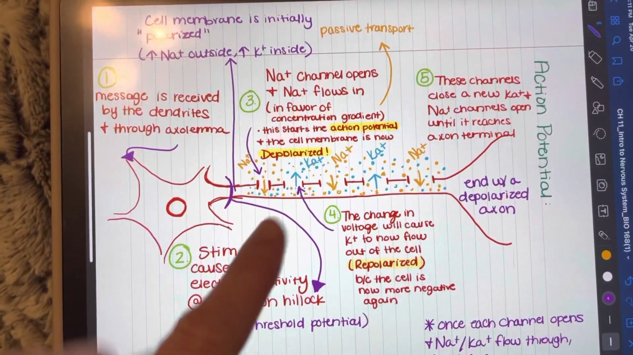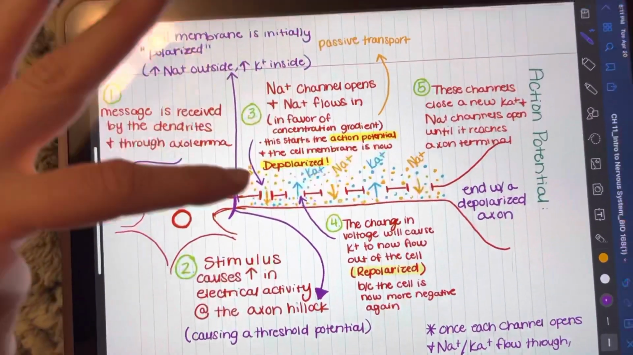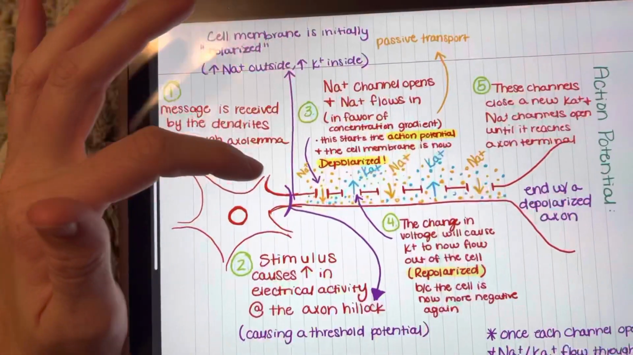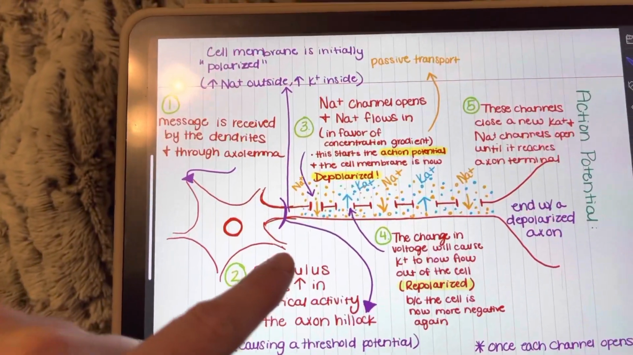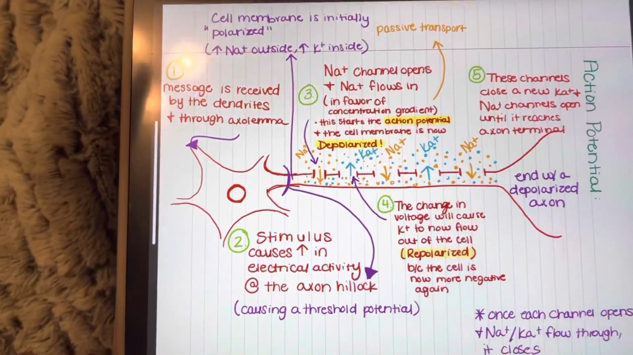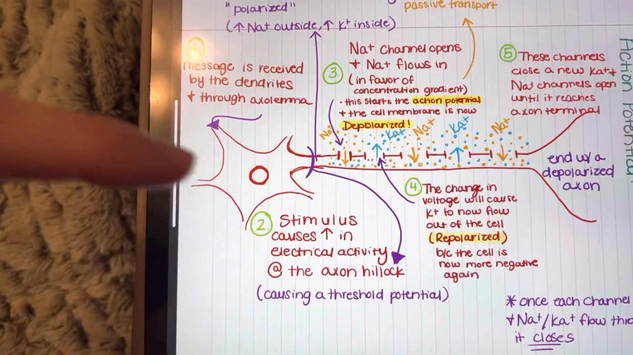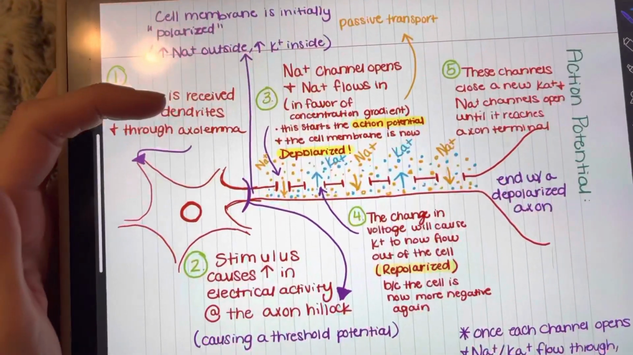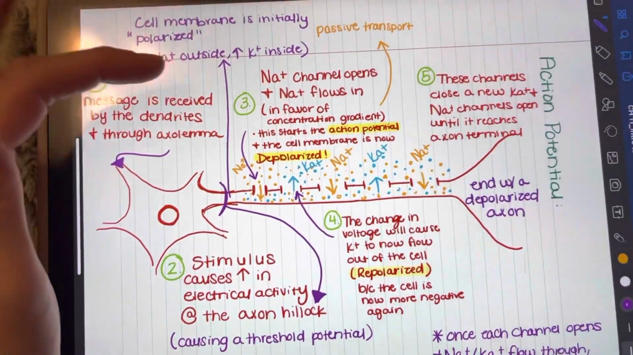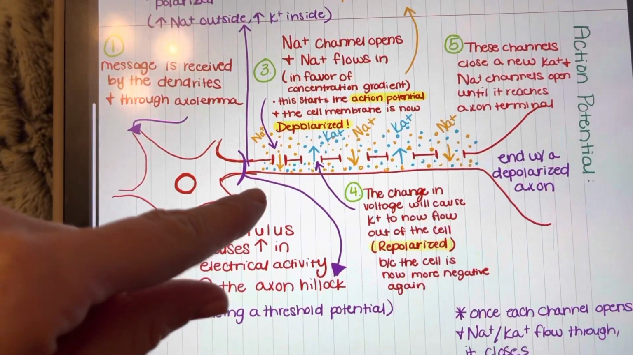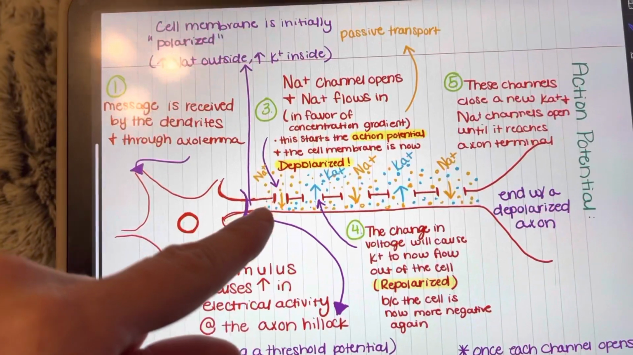And I want to note first that before any action happens here, the cell membrane initially is polarized, meaning that more sodium ions are outside and more potassium is inside of the cell membrane. And then the next step is that the sodium channels open and sodium will flow in, and this is in favor of the concentration gradient, so it would be a passive transport.